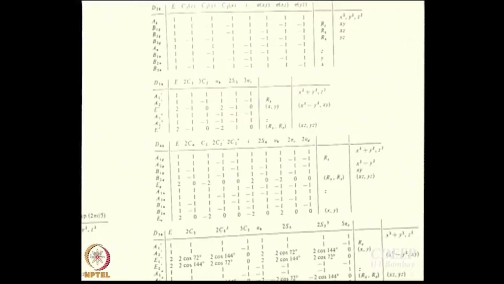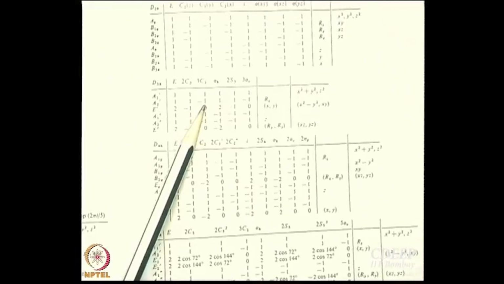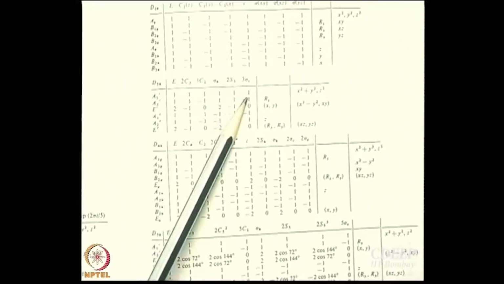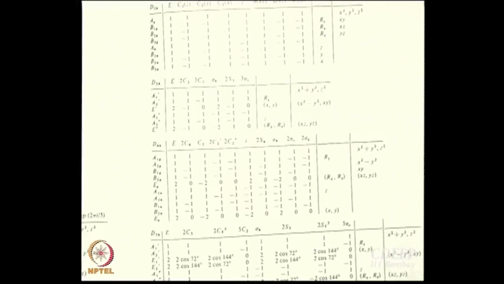You see D3h? What do you have? You have E, 2C3, 2C3 means C3 and C3 square. Then you have 3C2, 3C2s you can see easily along the bonds. Then you have sigma h, how many sigma h? 1. Then you have 2S3 similarly, and you have 3 sigma v's. What is the total? 1, 2, 3, 4, 5, 6, 7, 8, 9, 10, 11, 12. Okay. So this is a case where h is 12 and we are working with a representation which is also of the same order.